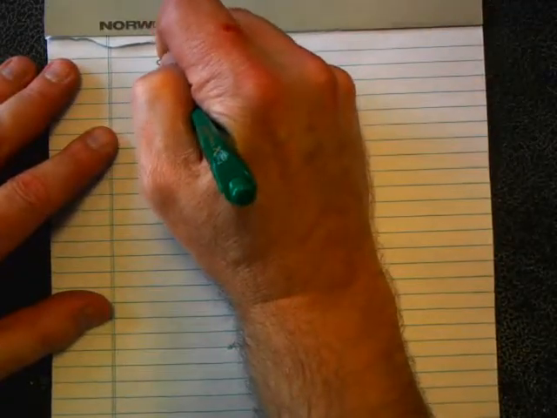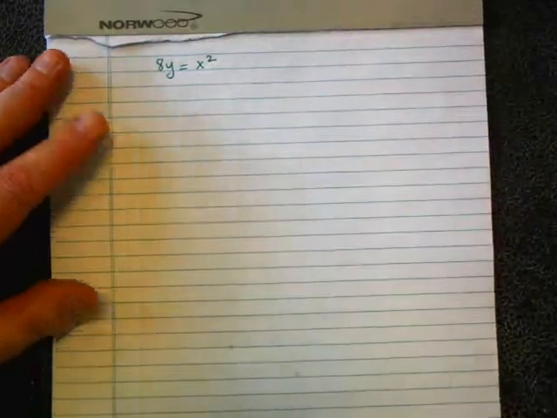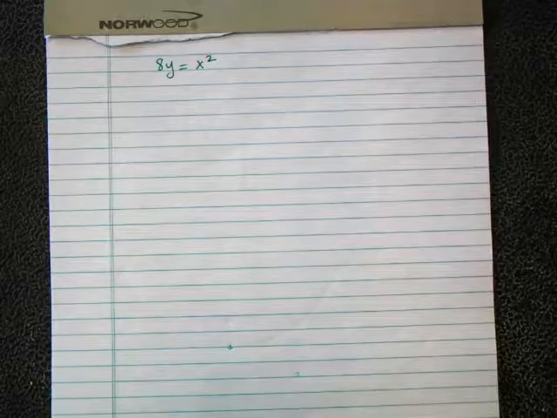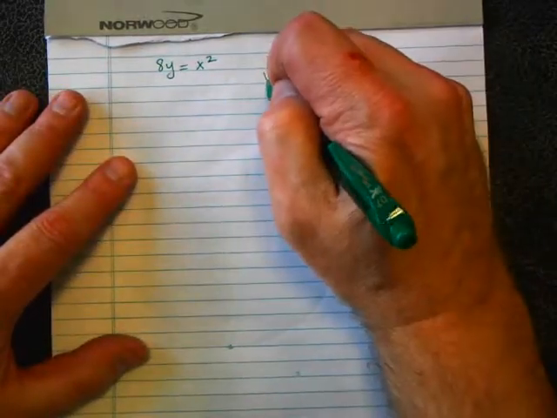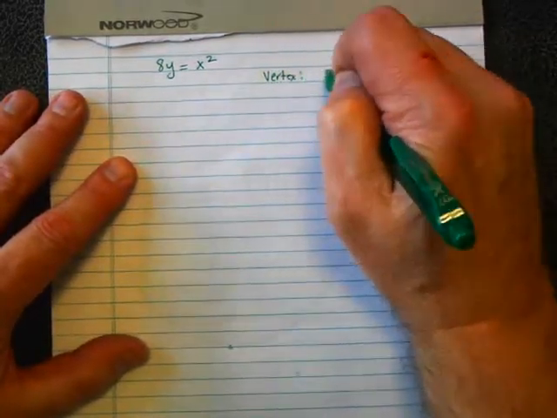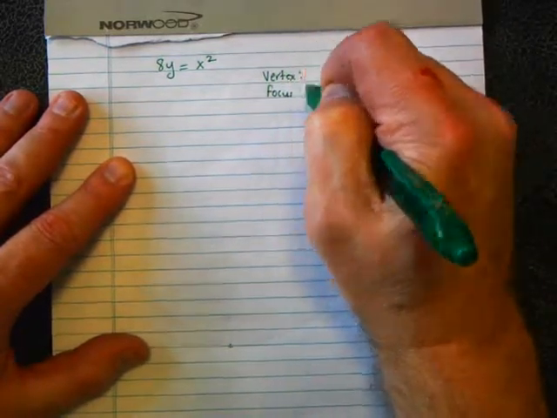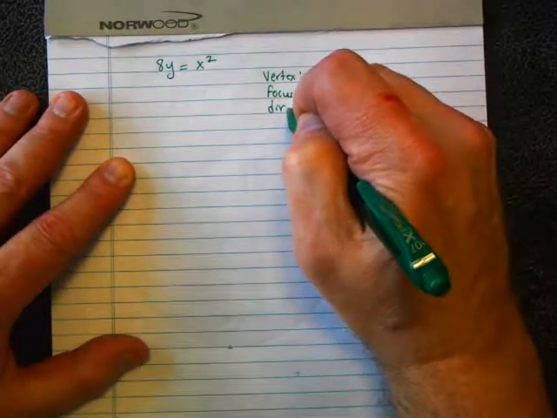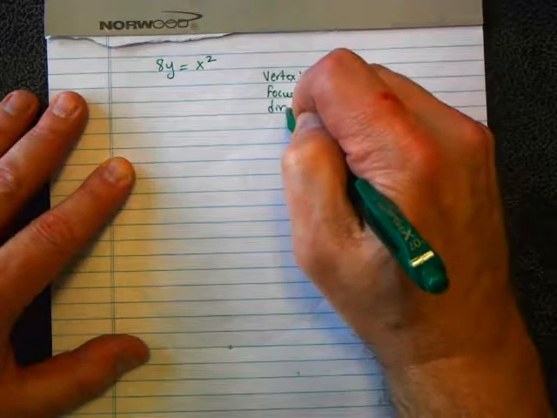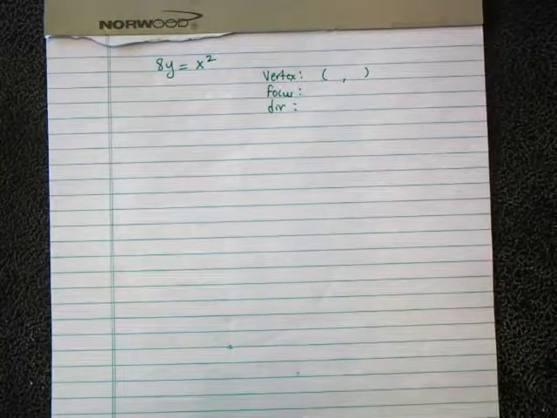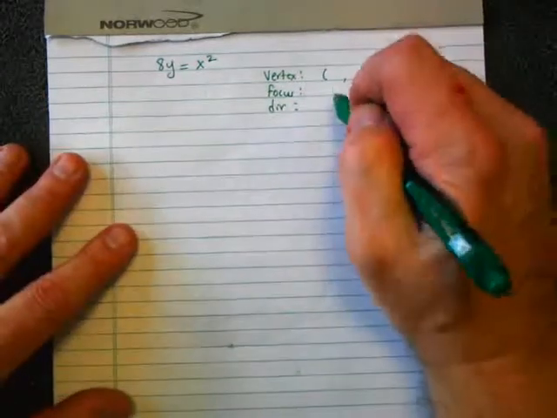I might give you 8y = x squared. Questions I might ask you: what's the vertex? What's the focus? What's the directrix? All of a sudden I can't spell that. I'll just abbreviate it. Directrix. Focus is the point.